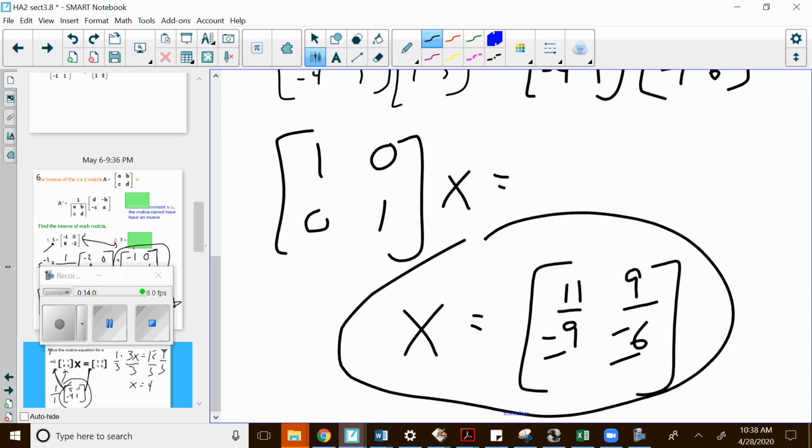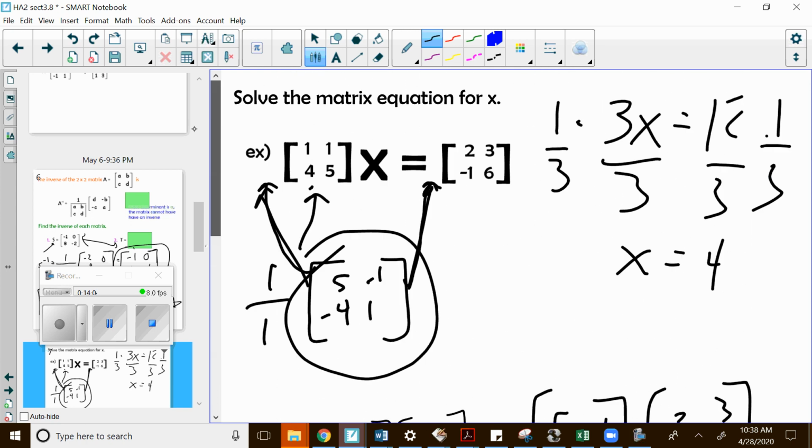Okay, this is the matrix. Remember what we were trying to do in the beginning problem. We're trying to find out the matrix that goes there to create this. And you can't just divide like an equation. You have to find the inverse and left multiply both sides in order to find it.